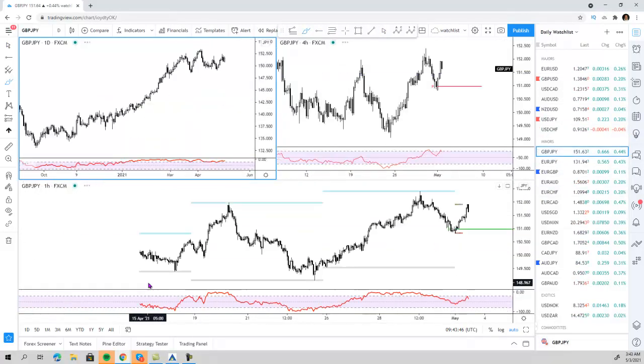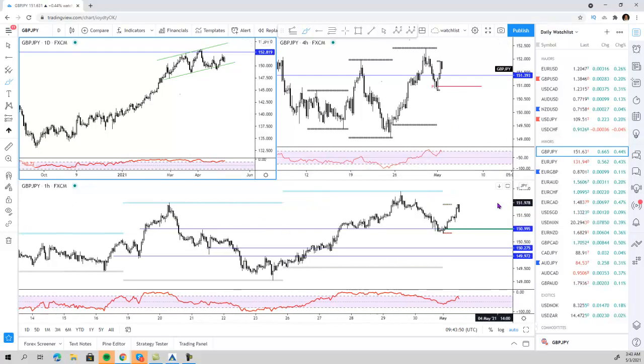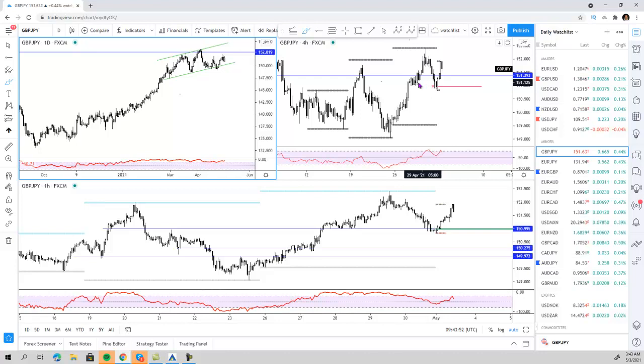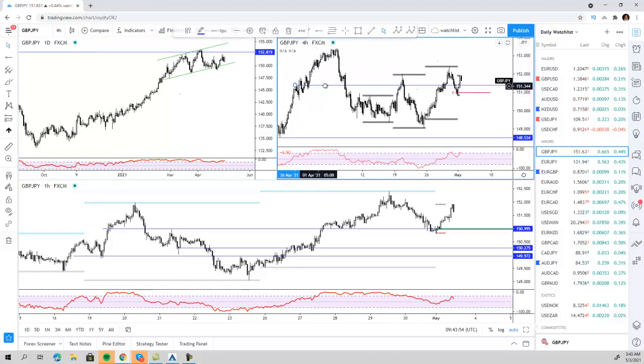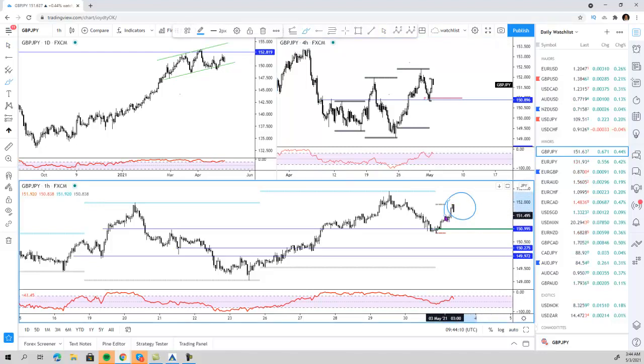Now, let's have a look at the pound versus the Japanese yen. We bounced off of those previous levels, right around there. It's still looking very bullish, even though this hourly candle is going to the downside, but we are still looking very bullish on this market.